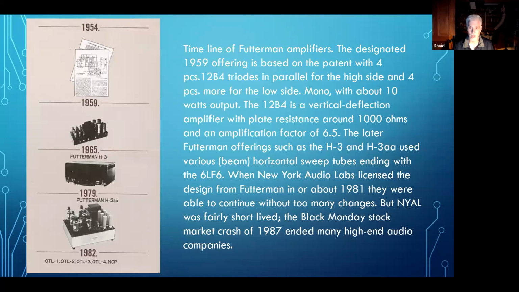Later Futterman offerings such as the H3 and the H3AA used various beam horizontal sweep tubes, finally ending with the 6LF6, which is a very, very high performance tube. I've used it myself over the years in my amplifiers. When New York Audio Labs licensed the design from Futterman in or about 1981, which incidentally is around the time he died, or very shortly before, they were able to continue without too many changes, except for cosmetics and putting it in a fancier box.